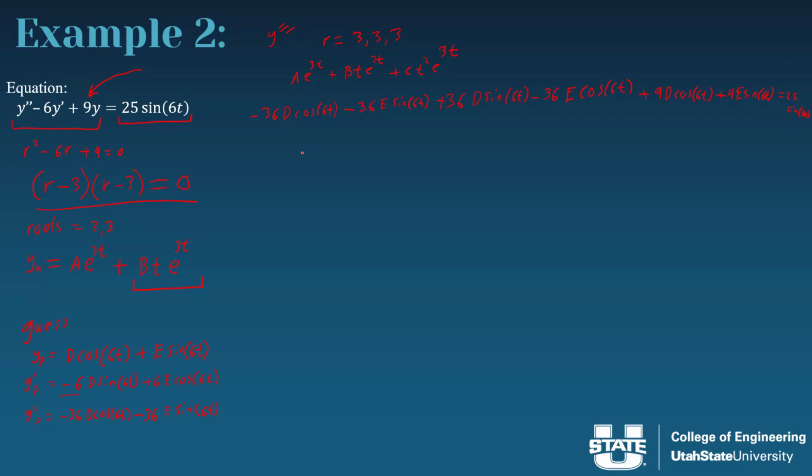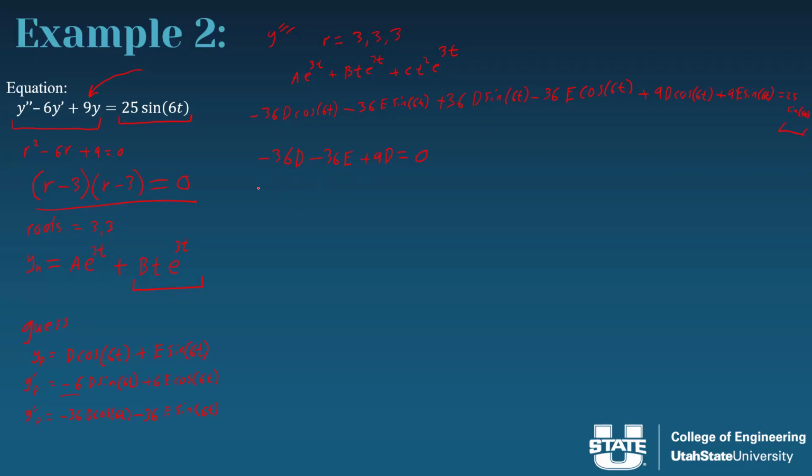So let's see if we can organize it. We're going to want to form a matrix or even just two equations where one is all of our cosine terms and the other is all of our sine terms. So let's see, we have our cosine here. This is minus 36d. The next one appears here, minus 36e. And then this next one is plus 9d. We don't have any cosine terms on the right side, so that will be equal to 0.